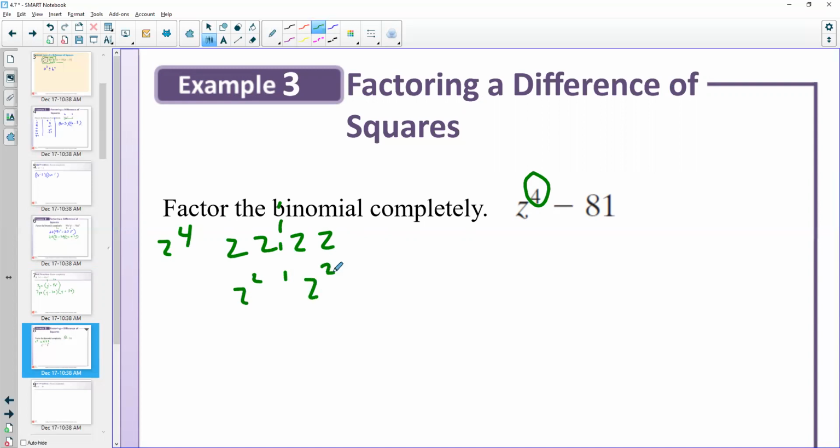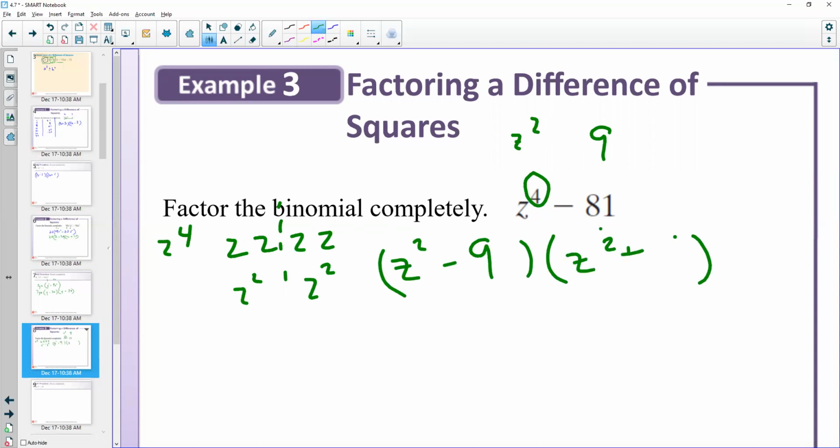So this is a perfect square, that 4. So I'm going to take this apart. The base here is z squared. Well, those look like 2 2's. And the base here, the 81 is a perfect square too. That's a 9. So I'm going to make my 2 binomials. So I have z squared minus 9, z squared plus 9.